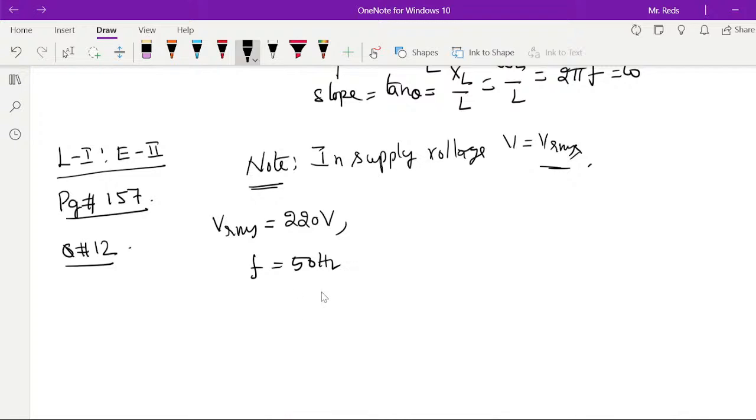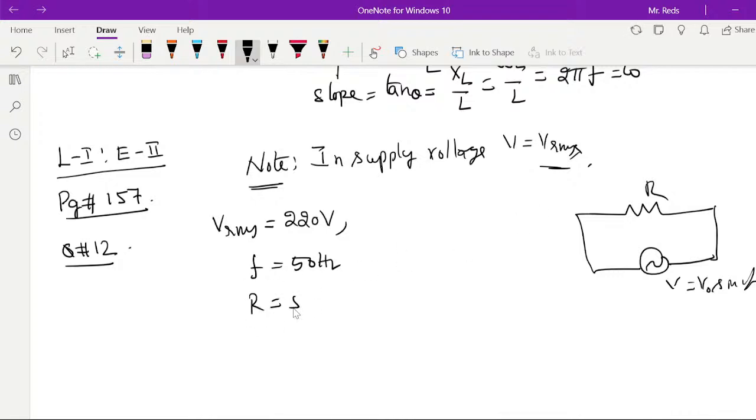When it is connected across a resistor, that means you have a pure resistive circuit connected to an AC source. V is equal to V naught sin omega t. This is VRMS, and it is connected to a pure resistive circuit having resistance R equal to 50 kilo ohm. Kilo means 10 to the power 3 ohm. The current at time t seconds is what? What should be the current at time t?